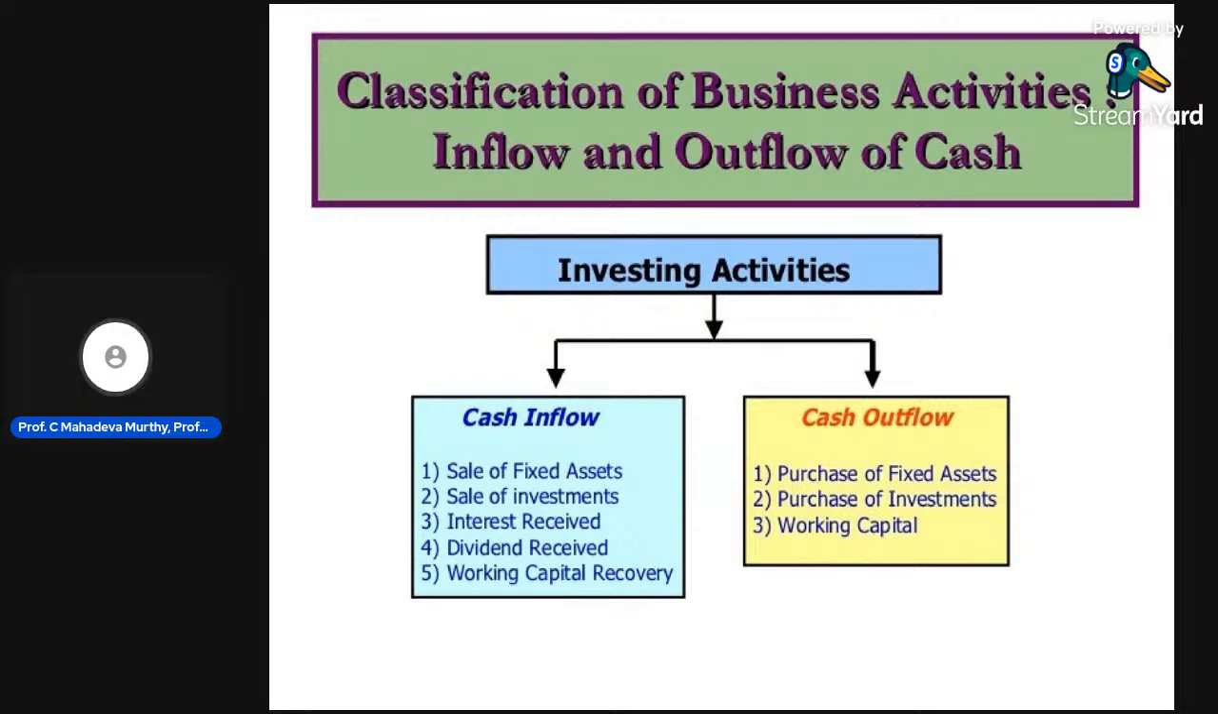Then cash outflows. That is purchase of fixed assets, cash goes out from the organization. Purchase of investment, cash goes out from the organization. Working capital is also day-to-day expenses, that is also cash going out from the organization.